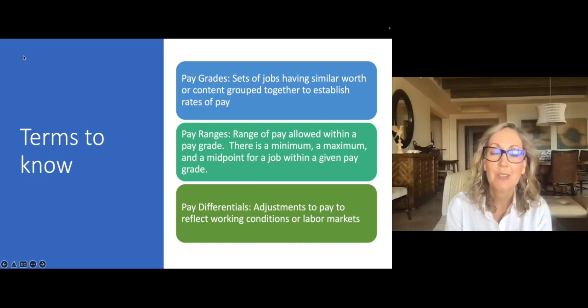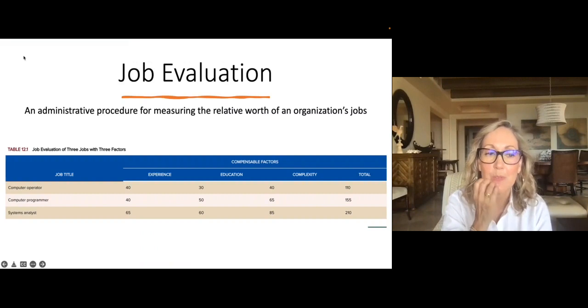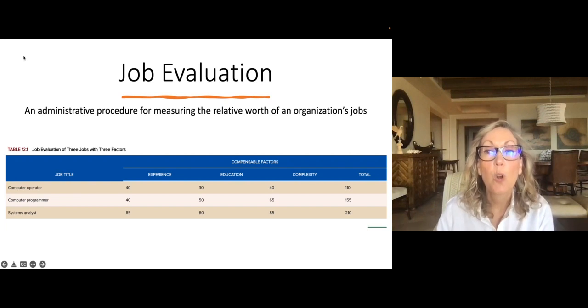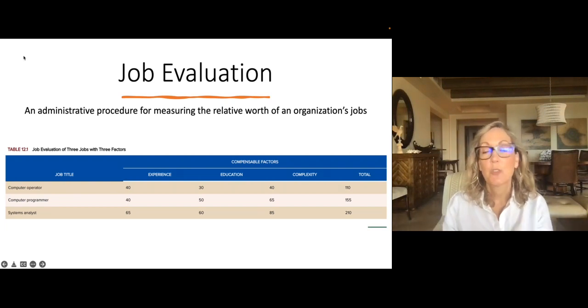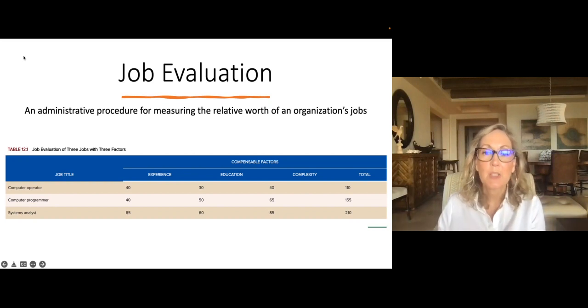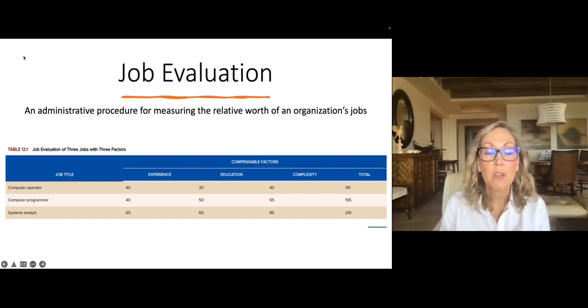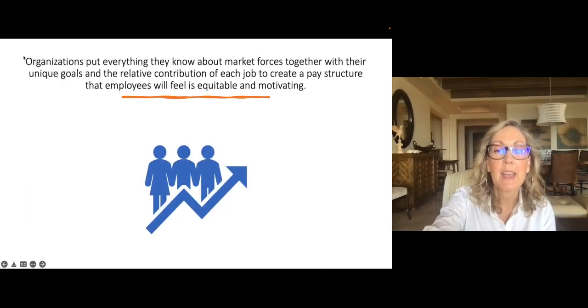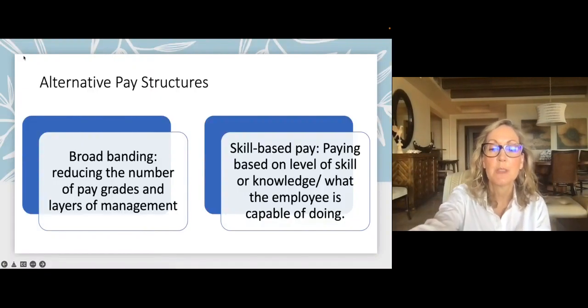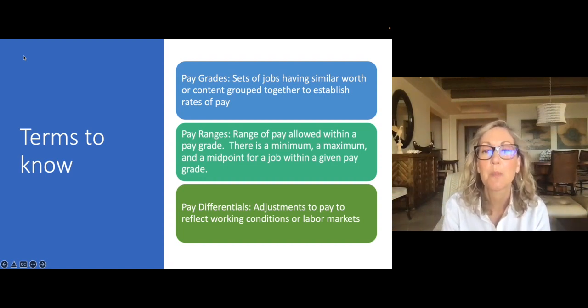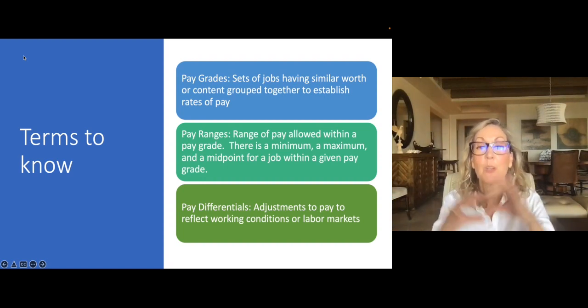So going back to our example before, you might have system analyst in the same pay grade as a director of HR and a manager of accounting, and I'm just guessing, but let's just imagine we've done job evaluation for all of our jobs. The pay grade is not just computer jobs. It's jobs that have a similar worth or content, and they're grouped together. So managerial jobs tend to be in one pay grade. Executive level jobs are a different pay grade.